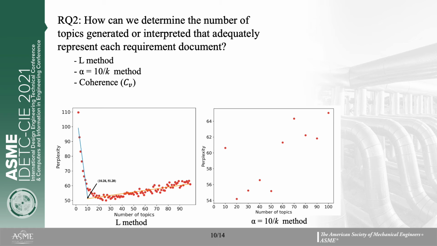Here are some results. The L method is defined as fitting two lines to the perplexity values, and the intercept indicates the ultimate number of topics, which is equal to 10 in this case. And the second method is alpha equals 10 over k, where k is the number of topics. Here we took 10 samples, and 20 has the lowest perplexity value, which is the ultimate number of topics.